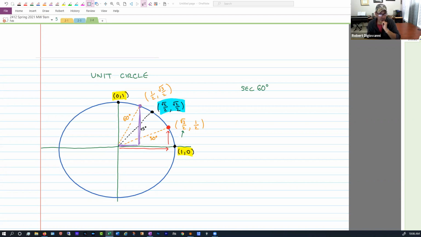Sine or cosine. Any ideas? Do you know what secant is the reciprocal of? It's either the reciprocal of sine or cosine. Cosine. So that means, Samuel, you can write this as 1 over cosine of 60 degrees. All right, Samuel, what is cosine of 60 degrees?